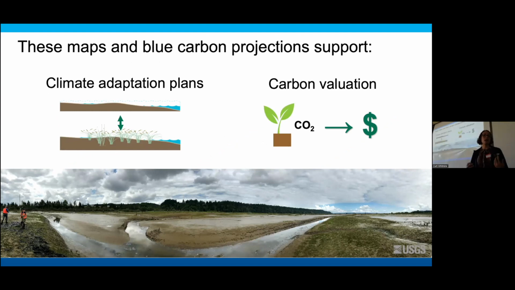So these maps and carbon projections will support the Nisqually Indian Tribe and the Billy Frank Jr. Nisqually National Wildlife Refuge staff as they make their climate adaptation plans for the Delta. And this also informs the potential for leveraging the economic value of carbon accumulation to support habitat conservation.